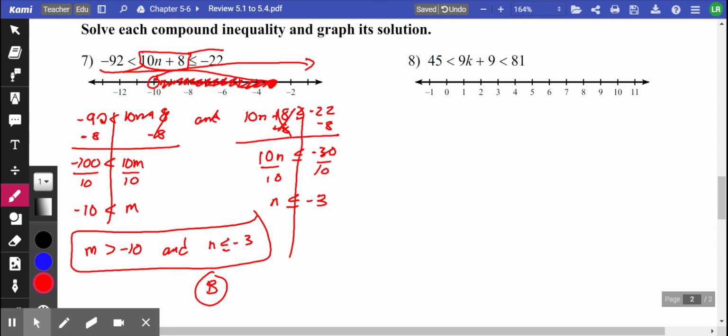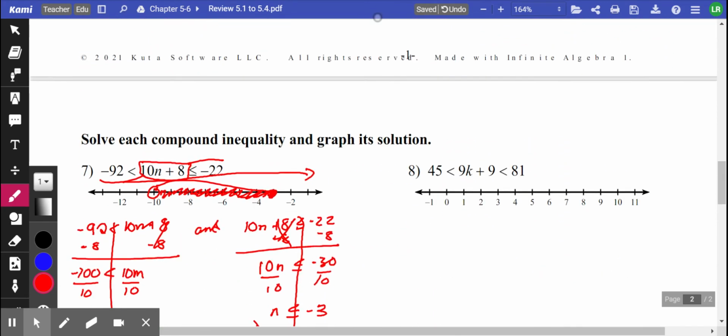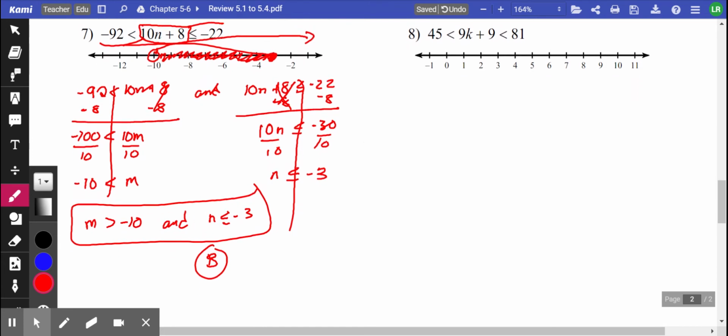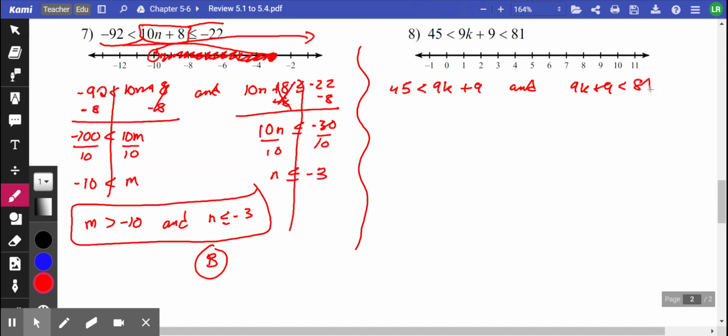Okay, number 8. Let's break it up into its two parts. So one of the parts, we have 45 is less than 9k plus 9, and 9k plus 9 is less than 81. Let's solve. Minus 9 on both sides. 36 is less than 9k. Divide by 9, and I get 4 is less than.